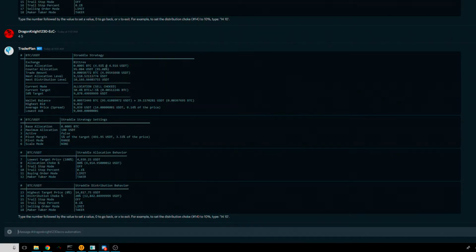Number 5 is range. This I just leave as default. I'm unsure of any other settings that it can be. Number 6 is scale. Scale you can use, which I've never used myself, but if you want it to sort of exponentially sell or buy as the market goes up or down, you can use a scale setting.